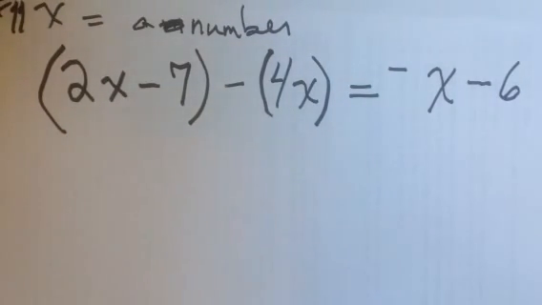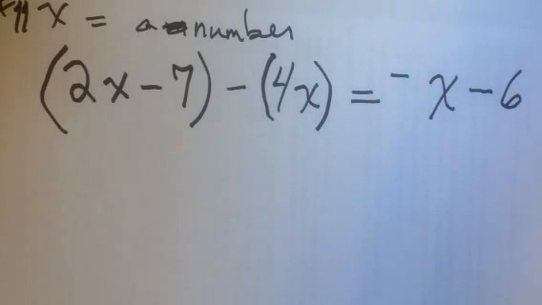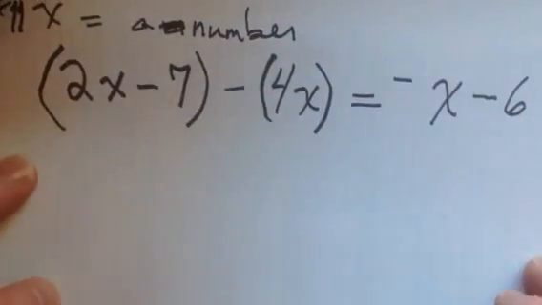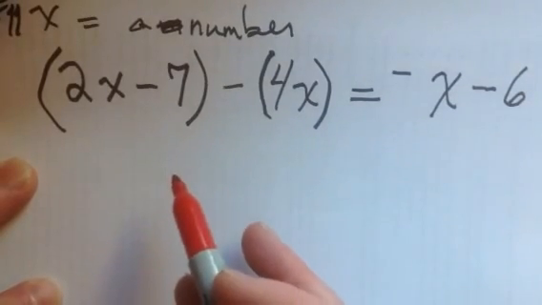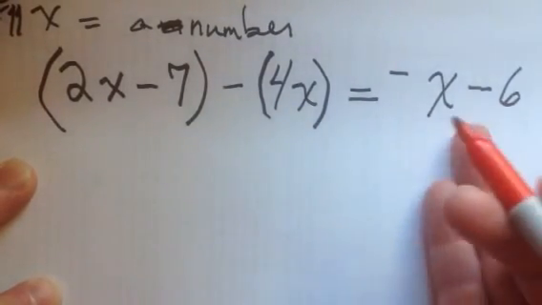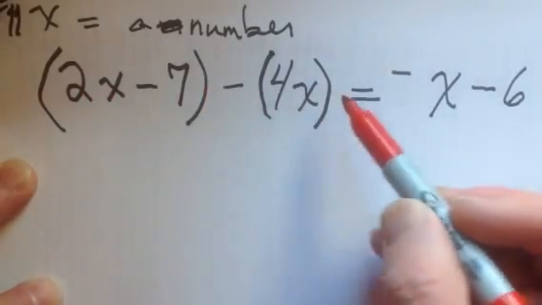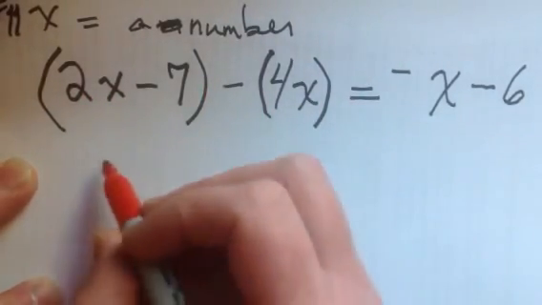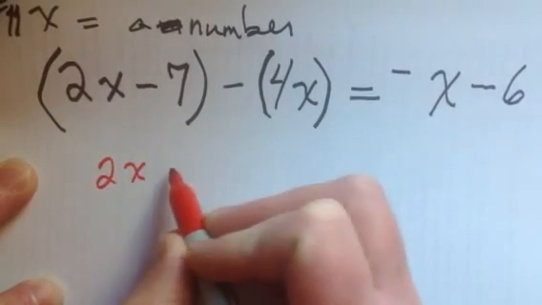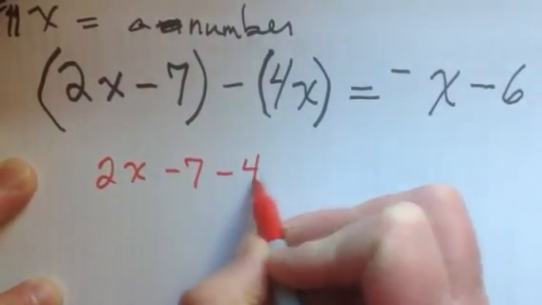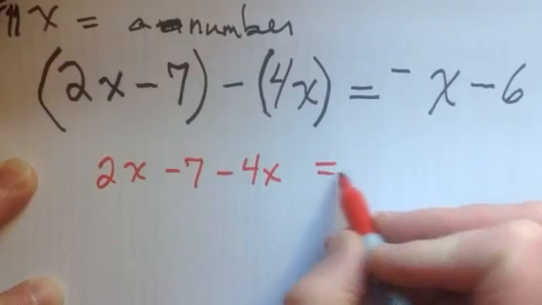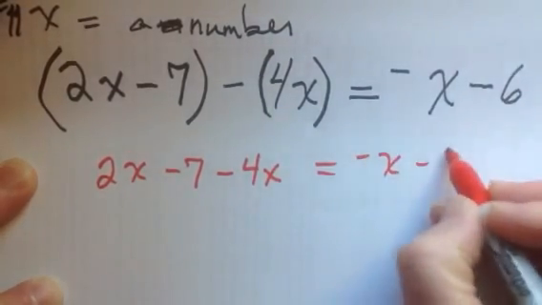And in order to solve problems like this, we only have one variable, that's x. But x appears on both sides of the equal sign. What I like to do is collect like terms on each side. So we'll bring the variables to one side and the constants over to the other side. So let's see, we've got 2x minus 7 minus 4x. If we just take those out of the parentheses, we have 2x minus 7 minus 4x, equals minus x minus 6.